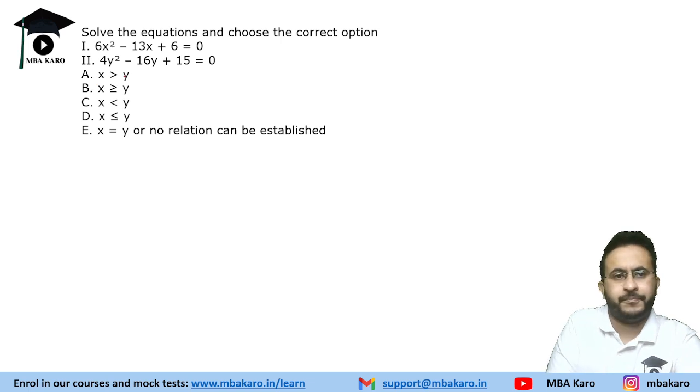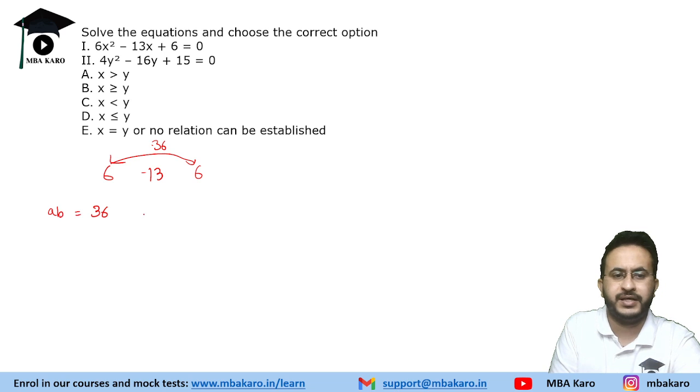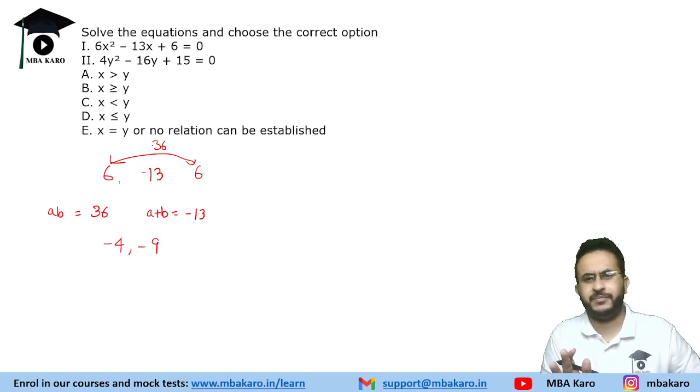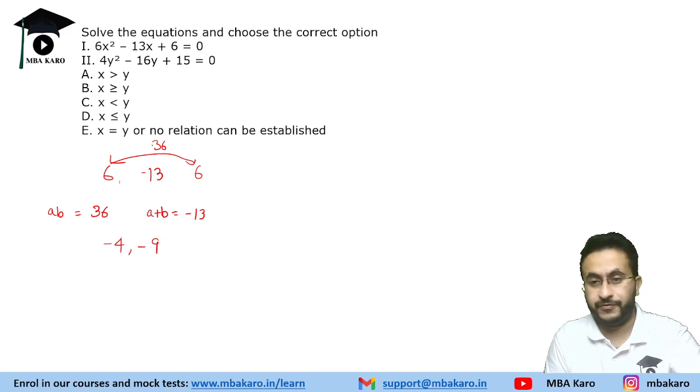Now first of all, take these numbers 6, minus 13 and 6. Forget the coefficient. Now think of two numbers. 6 into 6 is what? Multiply them, that is 36. So think of two numbers, let us say you call them A and B. AB is equal to 36 and A plus B is equal to minus 13. So think of the numbers. You will get minus 4 and minus 9. See, thinking of these numbers will not be a big deal in most cases.